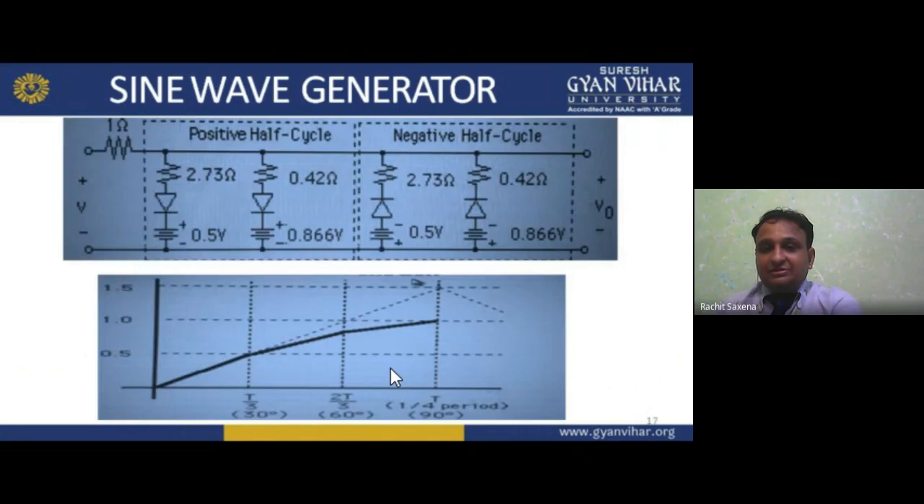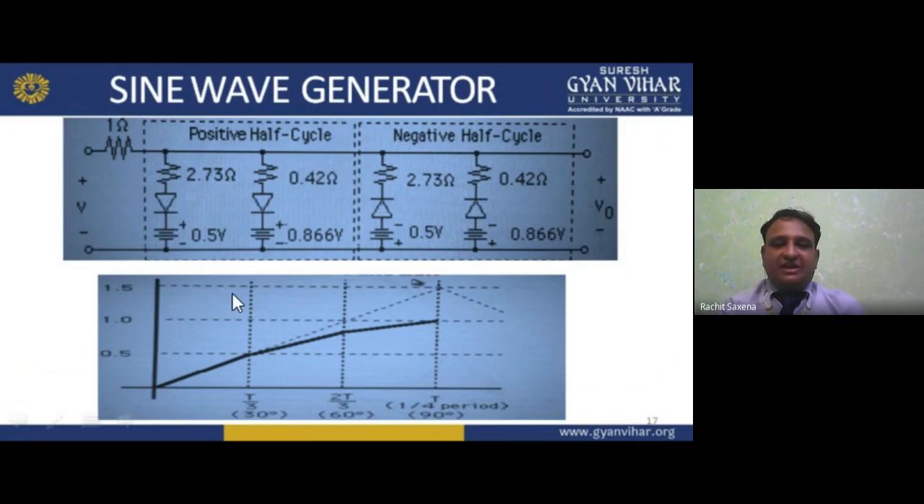Now see here, this is the sine wave generator we are getting. How are we getting it? See here, we have the resistor, then we have the resistor diode shaper. We fix 2.73, we fix 0.42 ohm, we fix 2.73, 0.42 ohm. The diodes are opposite to each other. In this, the diode direction is this one: forward bias, reverse bias, reverse bias, forward bias.